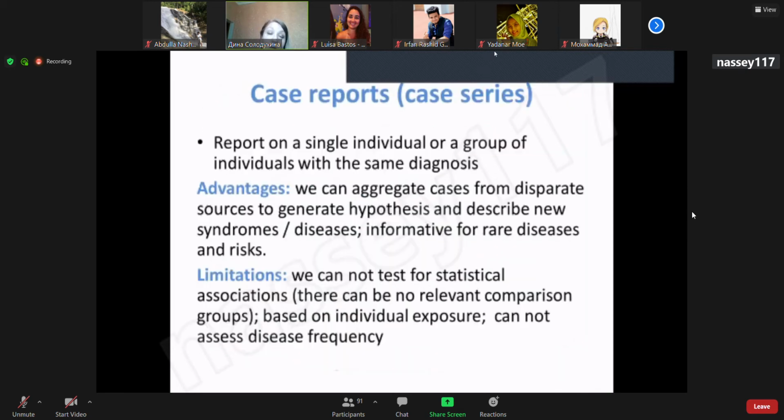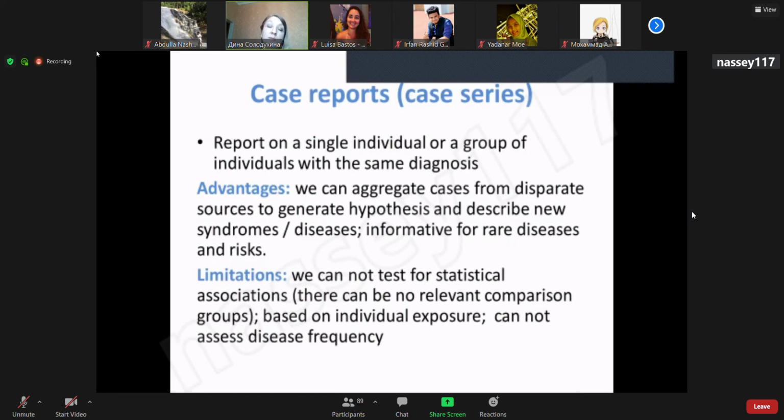The first type of observational study is very simple. It is called case reports or case series. In other words, a case report gives a summary on an individual or a group of individuals with the same problem. It can be the same diagnosis, the same condition, the same syndrome, because sometimes we are not sure that it's a diagnosis. Still, we try to describe those individuals in a very detailed way, and usually we aggregate cases from different sources.